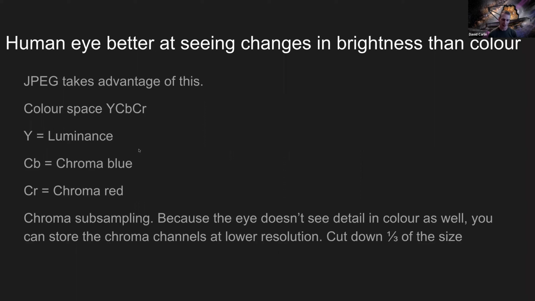Now, Y is the luminance, which is like the brightness. Cb is your chroma blue, or the blue part of the color spectrum, and Cr is the red part of the color spectrum. And so because the human eye is better at seeing changes in brightness than it is at seeing changes in colors, it says this brightness channel here is more important.